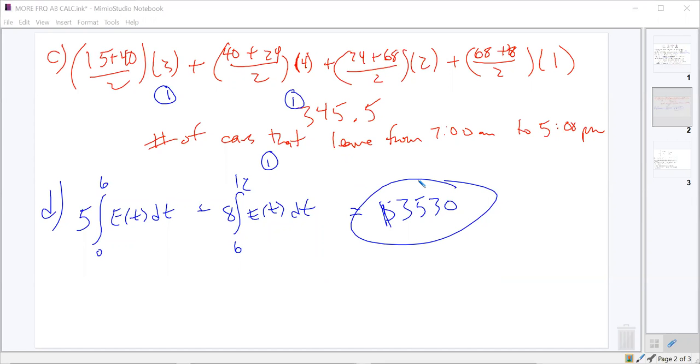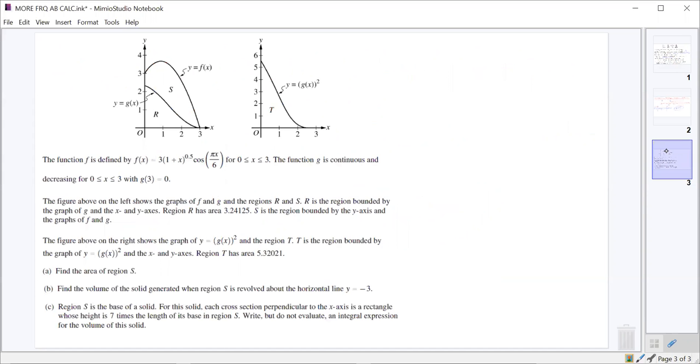They gave you 3 points for that also. 1 for knowing that you needed to integrate E of t, 1 for the correct constants out in front and the correct limits on both of them, and then 1 for the answer. Everybody good there with all of that first question? I feel like that was a pretty easy rate one overall.